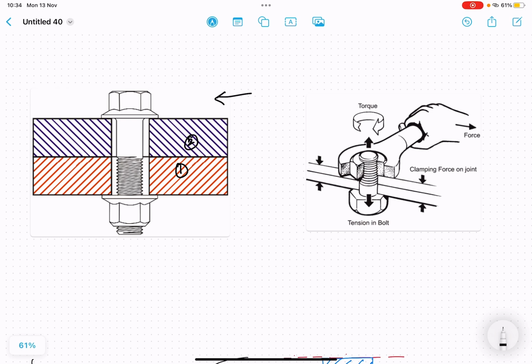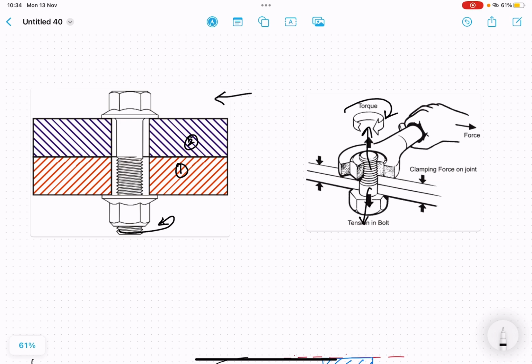Now what we are doing, we are tightening up this bolt. Okay, there is a bolt and nut, and we are tightening up this bolt. We are providing some torque. Tightening means we are providing some torque. When we provide some torque, this bolt is fixed at this end, so it will try to elongate, it will try to pull out. So it will be in tension.